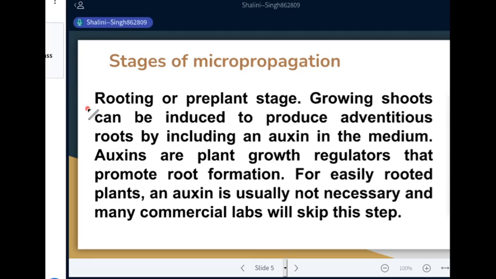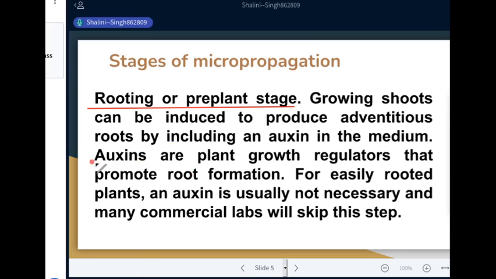After the multiplication of shoots, these well-developed shoots are transferred onto a fresh medium known as root induction medium, and this stage is known as the rooting stage. So the third stage of micropropagation is the rooting or pre-plant stage. These growing shoots can be induced to produce adventitious roots, and for this, the shoots are transferred onto a root induction medium which has a higher concentration of auxin.